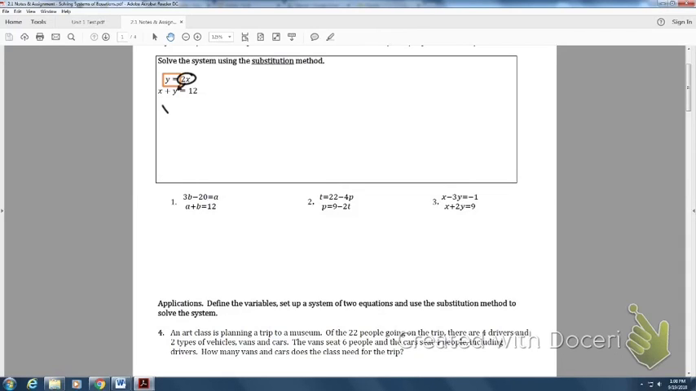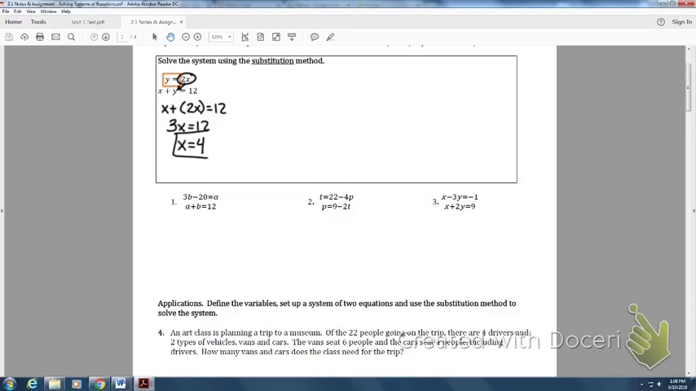So I end up with x plus 2x equals 12. Are the parentheses doing anything on this? No. There's nothing in front to distribute. It's not being raised to a power. So I can combine my like terms as if there were no parentheses, and then I divide by 3.